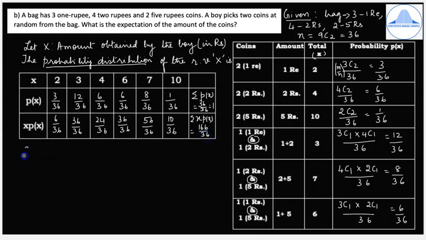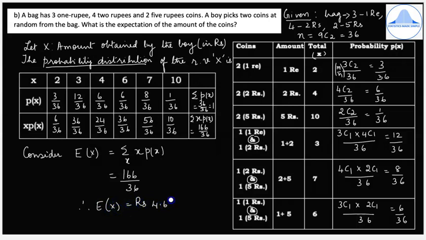So now let us find out whatever is asked. So consider expectation of x. So this is equal to summation over x p of x, which is equal to, from the table, 166 by 36. Therefore, expectation of x is equal to rupees 4.61, or in other words, the boy gets 4.61 rupees.